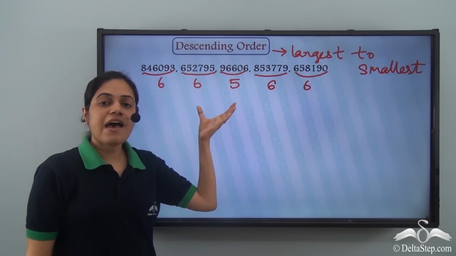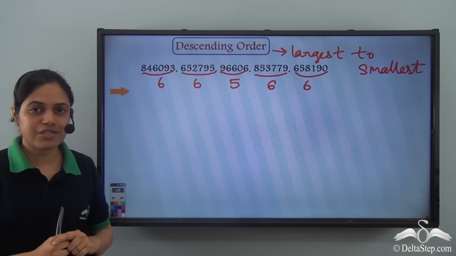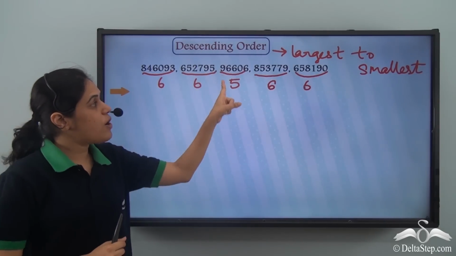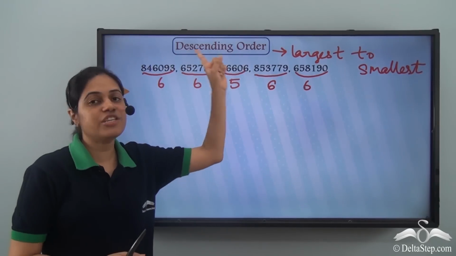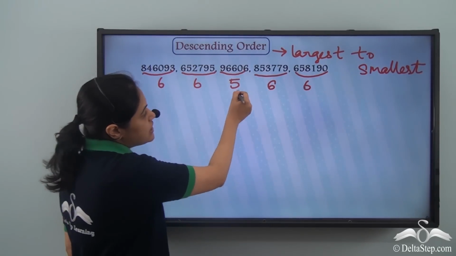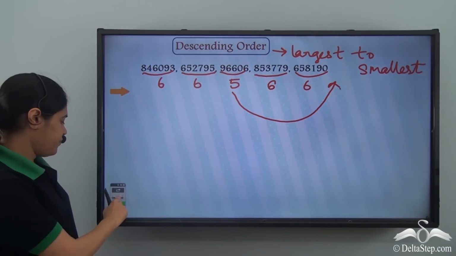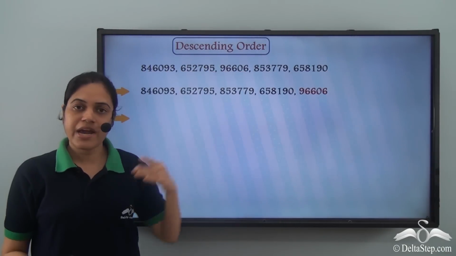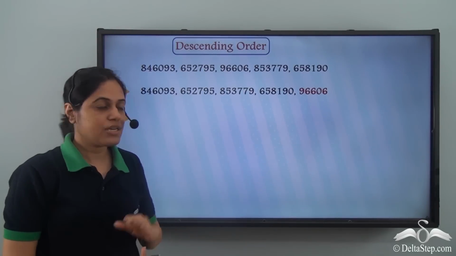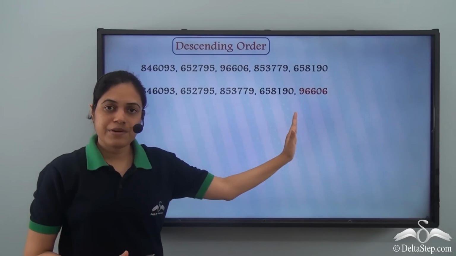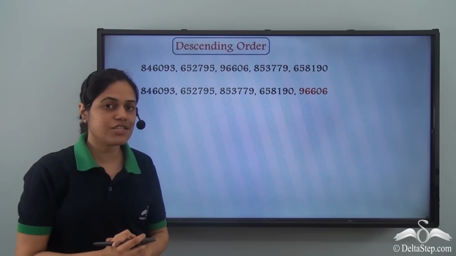So the numbers having 6 digits will be greater than the number having 5 digits. Now the smallest number will go at the end because we are supposed to arrange in descending order. So this will be the smallest number. It will go at the end. So this is how I can write these numbers. Now I need to arrange these 4 numbers. Each of the numbers has 6 digits. So I need to compare the first digits.